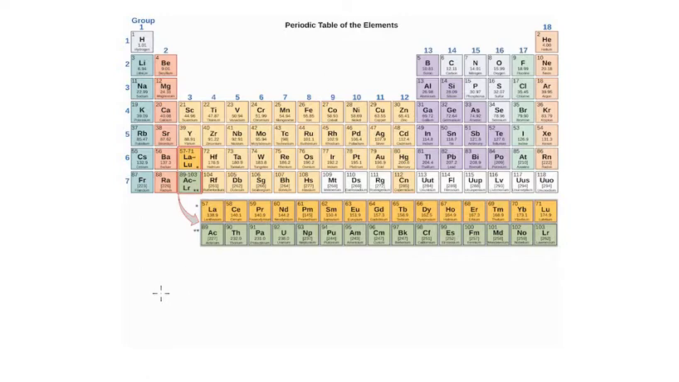Periodicity is recurring trends we see based on the periodic table. And so the two I'm going to go over today are ionization energy trends and atomic radius.